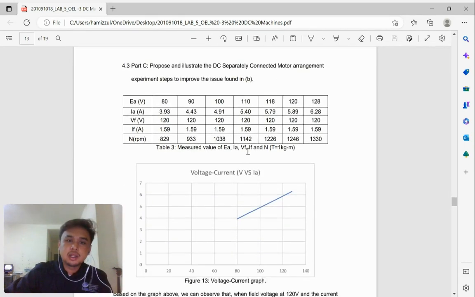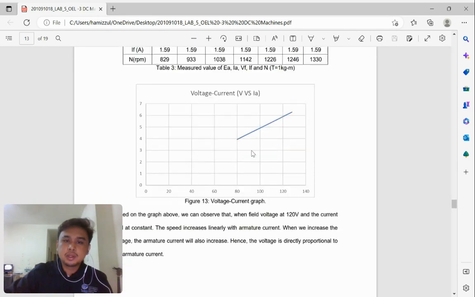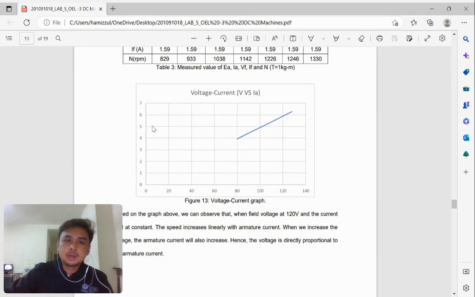And for the last part, we would like to propose and illustrate the DC separately connected motor arrangement. So this is the result table for the separately excited DC motor, where we measured the armature voltage, armature current, field voltage, field current, and the speed. At the top, 1 kilogram per meter. So we are going to compare the voltage-current characteristic.